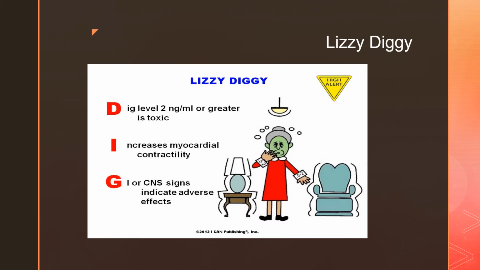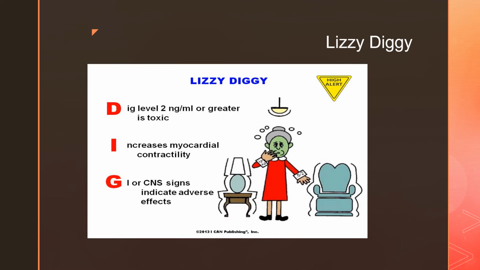Lizzie Digi, we need to know, one, what's our normal dig level? So if you look at her bracelets, 0.5 to 2. Some references say 1.8, so close enough. But if a dig level is high, they can become toxic. We need to know that dig increases myocardial contractility. So what that does is it's going to slow the heart rate, but it's going to make the heartbeat better, so to speak. And we always need to look out for GI or central nervous system signs. This is going to indicate adverse effects.